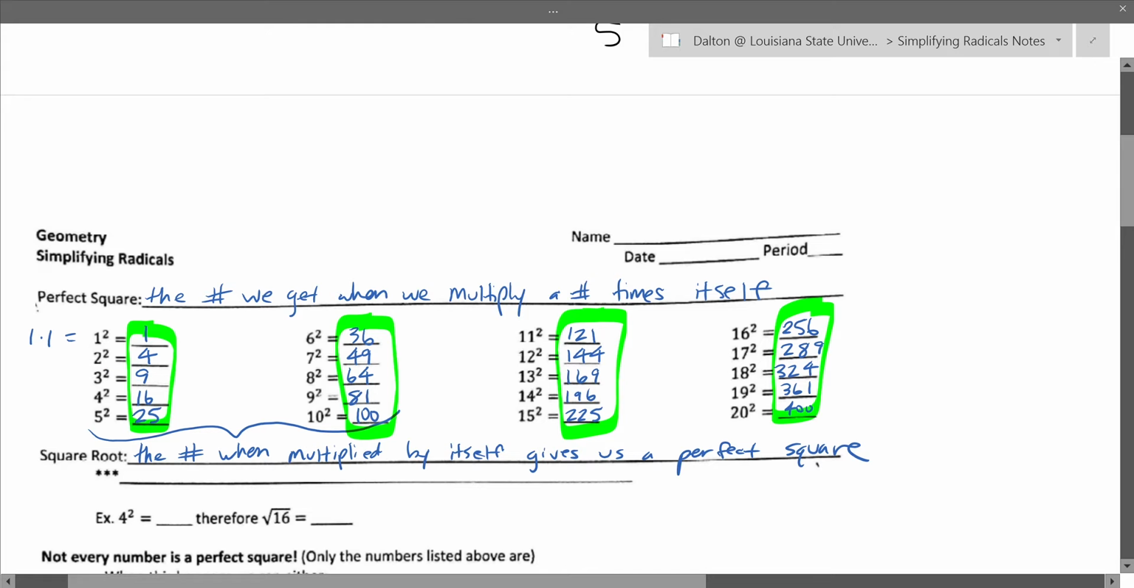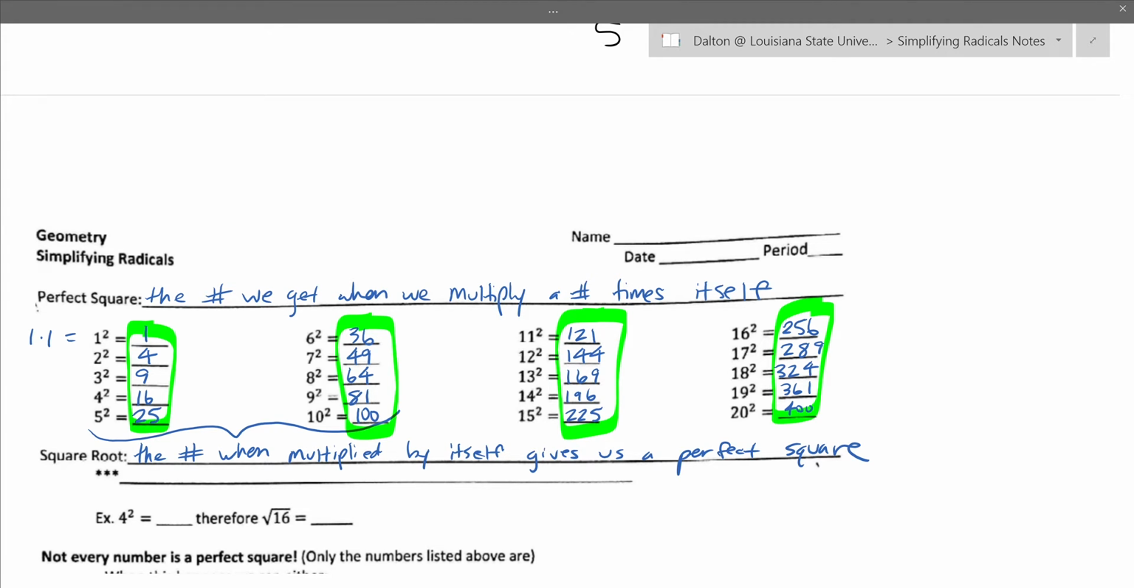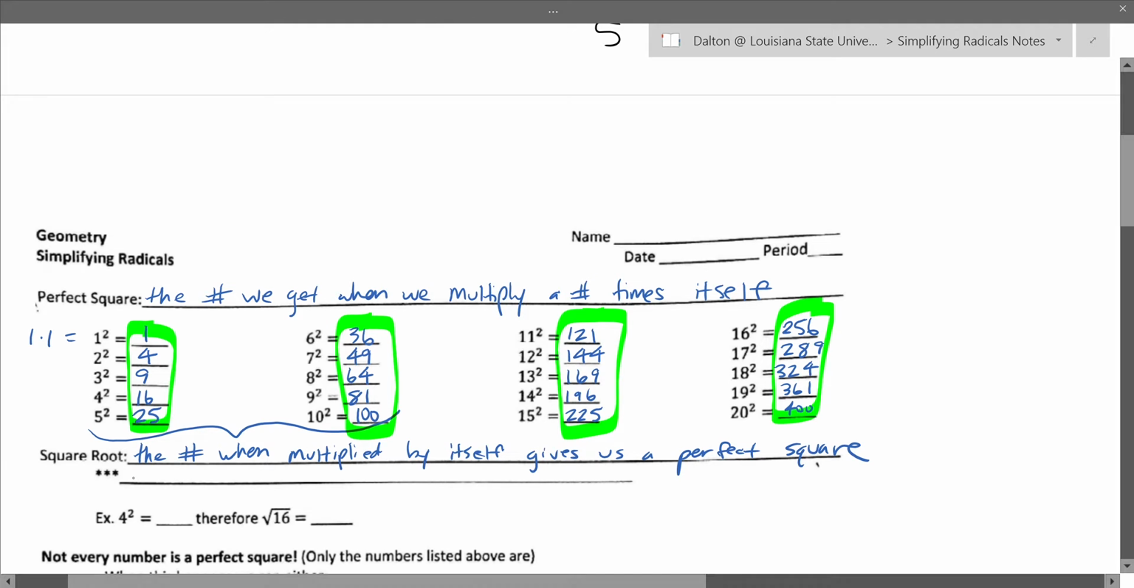Inverse operations, let's think back to the inverse of multiplication is division. The inverse of addition is subtraction. The inverse of squaring a number is taking its square root. So square roots are essentially the inverse, or another way of saying that is just the opposite of squaring a number.